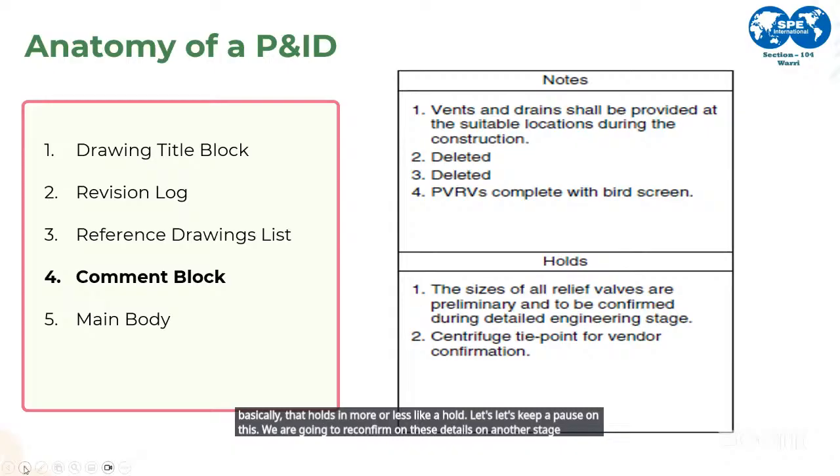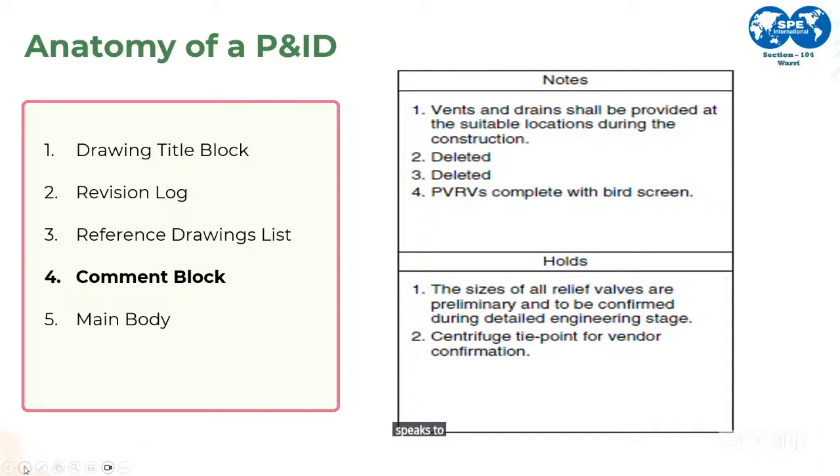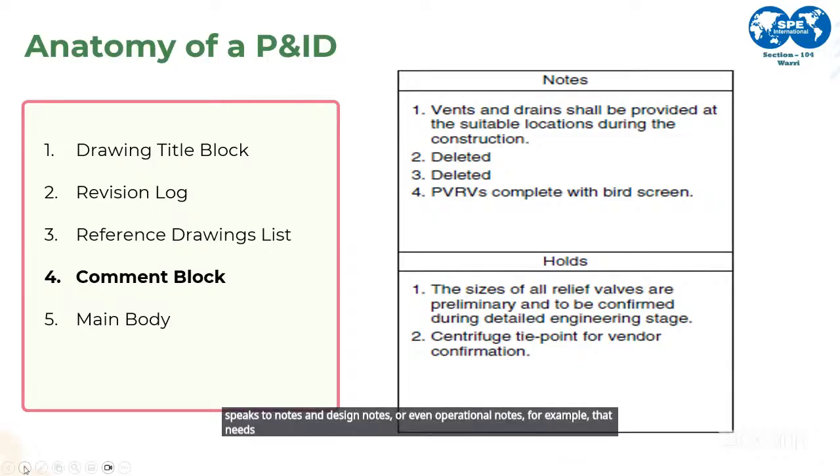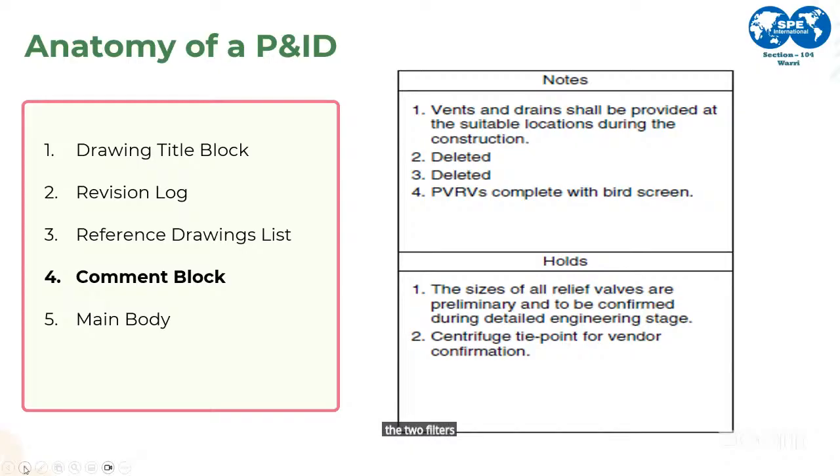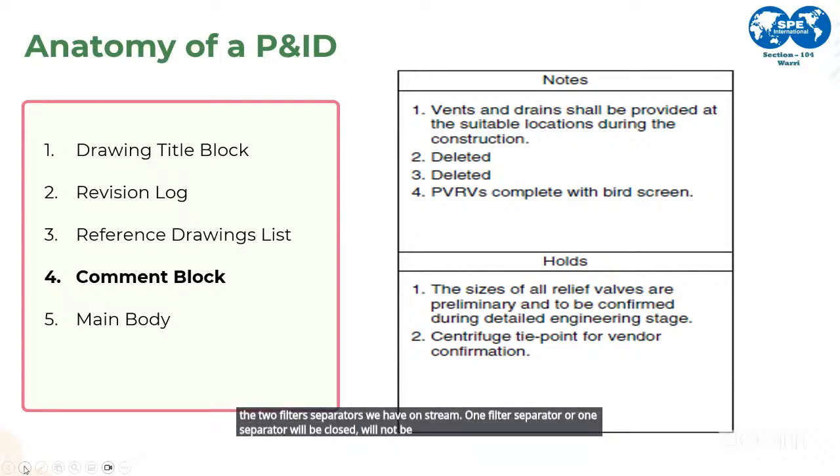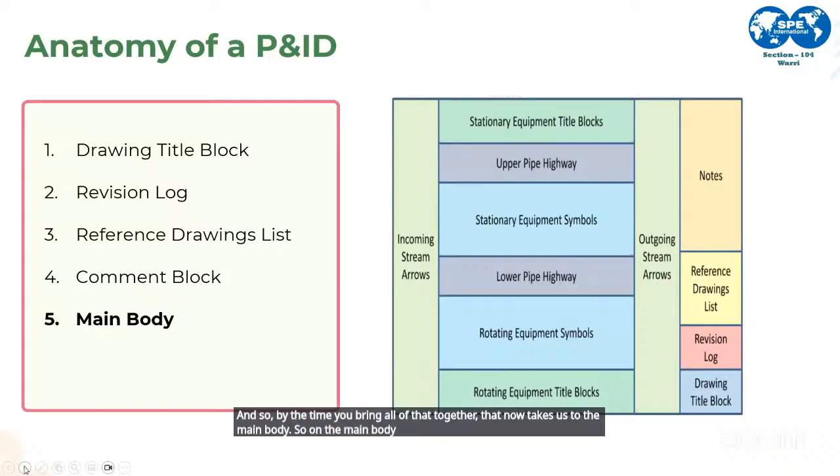And then when we talk about the notes, it speaks to design notes, or even operational notes, that need to be added that speak to some applicability. For example, when we're operating the two filter separators we have on stream, one separator will be closed, will not be on stream, will be isolated, and this other one would be the one we're currently using. So you have that captured in the notes area. By the time you bring all of that together, that now takes us to the main body. On the main body is where you now see the main elements, or what are known as instrument identifiers. And then we'll start going into that in the next slide.